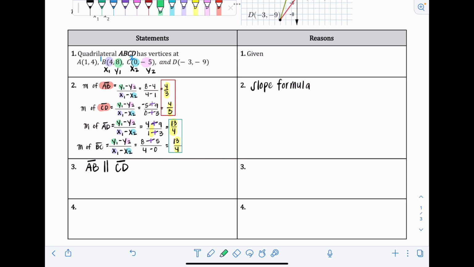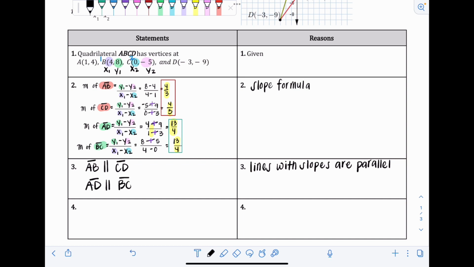And then the other pair of segments that had the same slope, that was AD and BC. So we would say segment AD is parallel to segment BC. And then for our reasoning, it can be what we just talked about, how if lines have the same slope, that means they're parallel. So we can say lines with equal slopes are parallel.